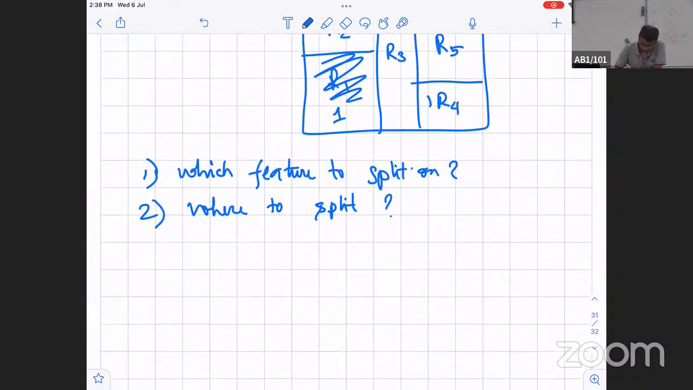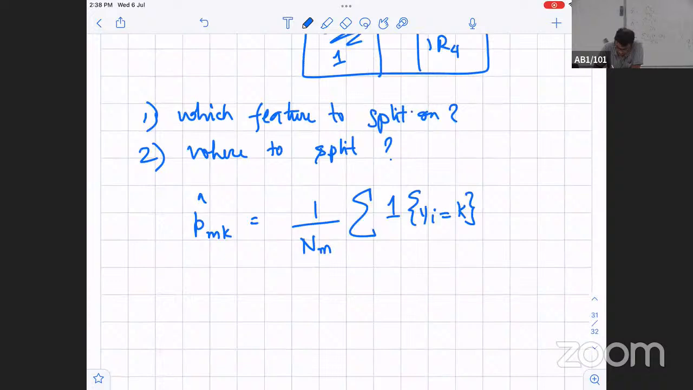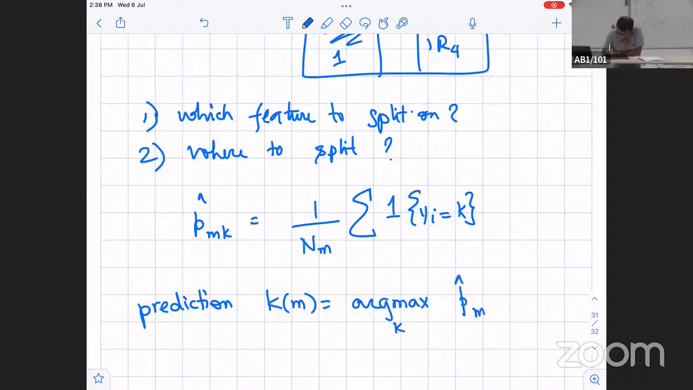So we will look at the kth region. You will look at p hat mk. Basically, what is the number of points in the mth region? You look at all the points, with an indicator that the ith point is labeled as k. So your prediction for the mth region will be whichever maximizes this, the argmax of p hat mk. I just wrote the math for whatever he said.